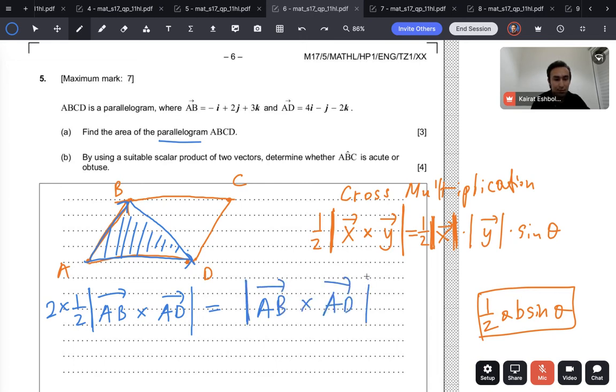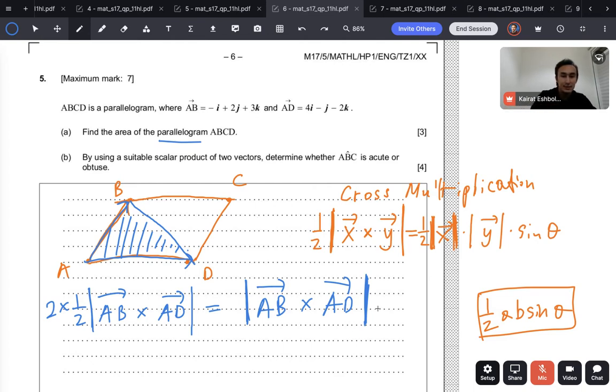So guys, remember this thing, please. If you want to find the area of a triangle, you can just use the cross multiplication, AB cross with the AD, okay? But then you need to put 1 over 2. But if it's a parallelogram like this, then you just multiply by 2 because there are 2 of these triangles. And that's going to give AB cross AD.